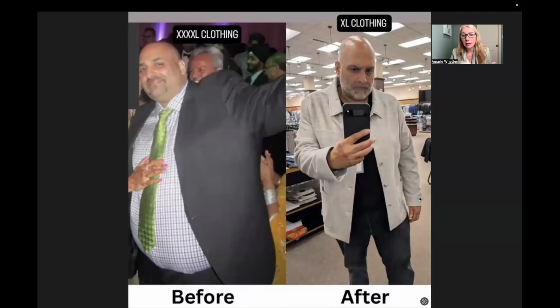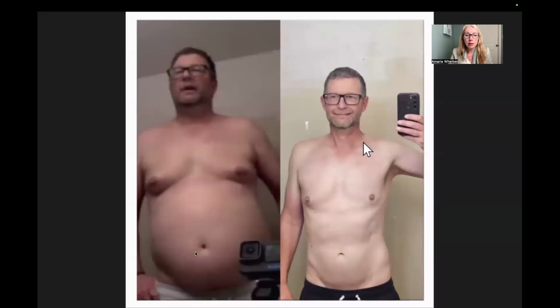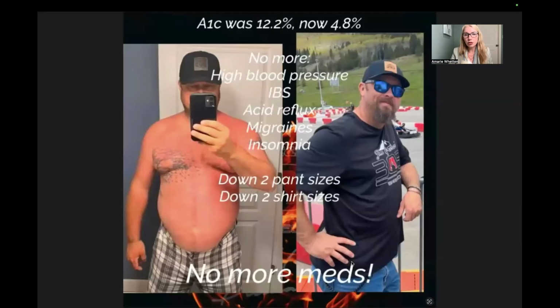We see significant weight loss, significant change when we start addressing insulin resistance and dysbiosis. This is Cody. When he lost this weight, about 40, 50 pounds, you'll notice on his stomach that he doesn't have that hanging skin that you might get with bariatric surgery.